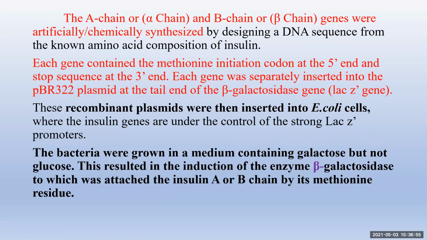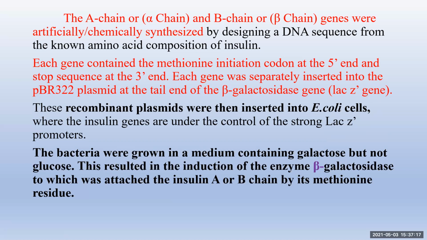The A chain (alpha chain) and B chain (beta chain) genes were artificially synthesized by designing the DNA sequence from the known amino acid sequence of insulin. Each gene contained a methionine initiation codon at its 5' end. That means the A chain gene had the methionine initiation codon at the 5' end and a stop signal at the 3' end.